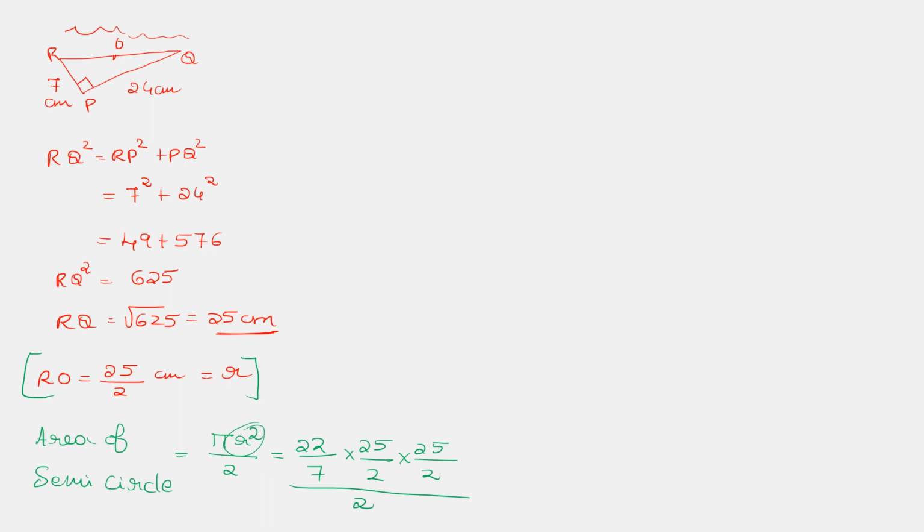So when we simplify, what answer will you get? We'll get the answer: area of semicircle is equal to 245.536, and the unit of this is centimeter square. So keep this as equation 1.